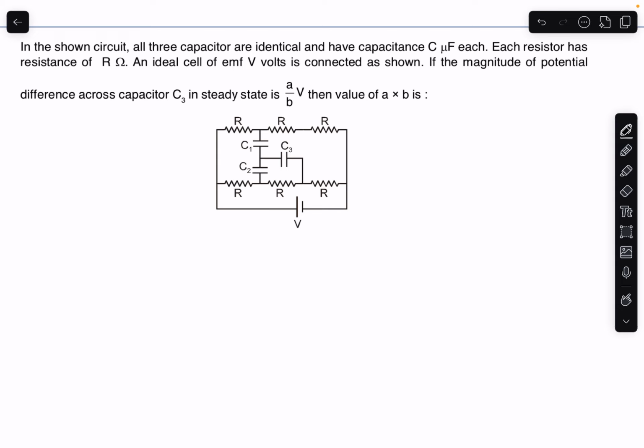If the magnitude of potential difference across capacitor C3, this capacitor, in steady state is A upon B volt, then we have to find the value of A into B. So basically we have to find A and B here, and A by B will be a proper fraction, and then we will calculate A cross B. So let's solve this circuit.